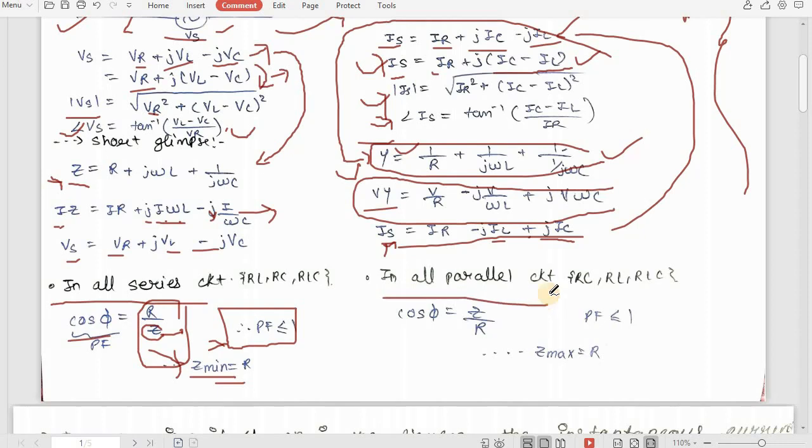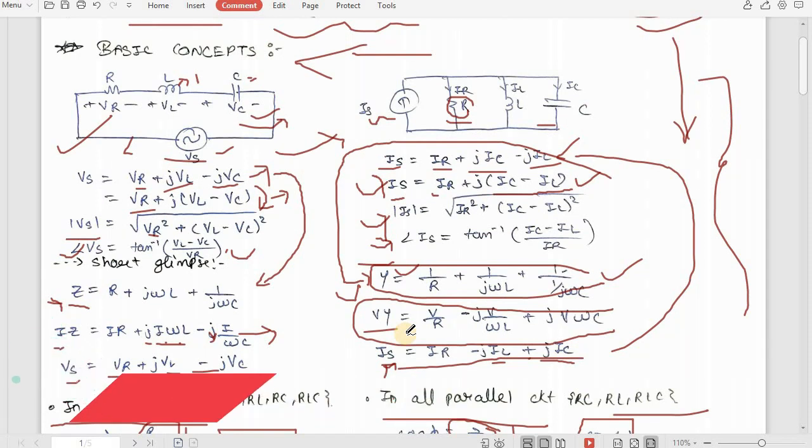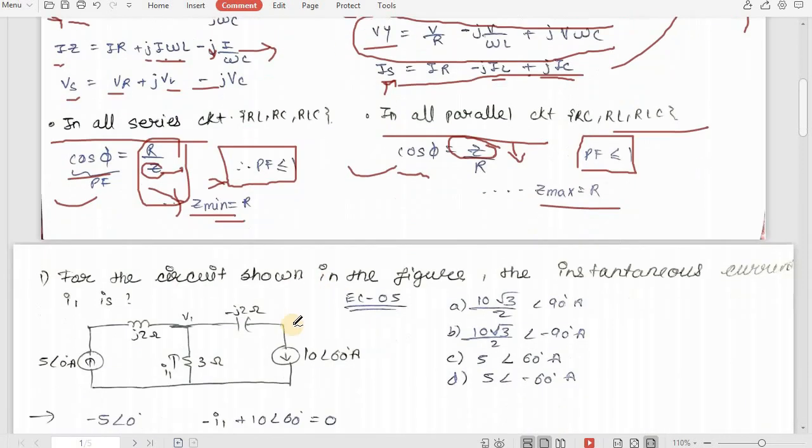Now for a parallel circuit like parallel RC, parallel RL, parallel RLC circuit, power factor is given by cos phi, which is equal to Z by R. So note one thing, for a parallel circuit this power factor is given by Z by R, for a series circuit it was R by Z. Here the maximum value of Z is R, so if we decrease the value of Z, this factor will be less than 1 only. So we can say that power factor will always be less than or equal to 1 whether it is a series or parallel circuit. So this was the basic concept that you should know before you solve the sums of phasor circuits. So let's start solving the sums.